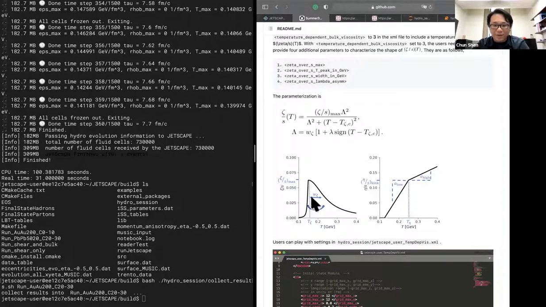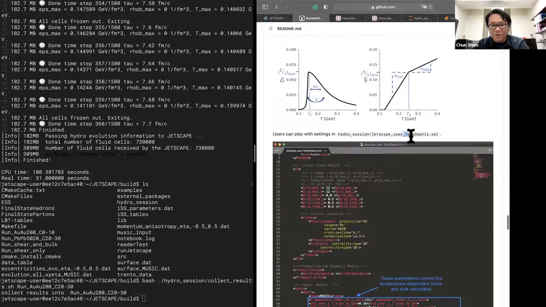And this part is kind of, you can adjust the widths and also the asymmetry of the peak, as well as the peak position and also the peak values. So that's how the four parameters help you to change the shape.